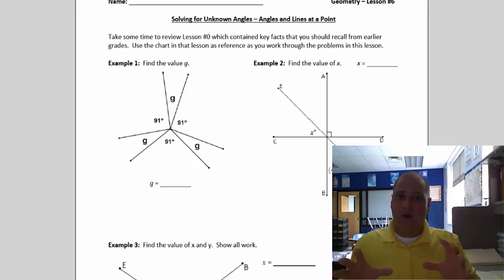We did some basic ones in lesson 0, just reviewing stuff the whole first week of school, and now it's going to be a little bit more advanced. But really nothing crazy. All right.